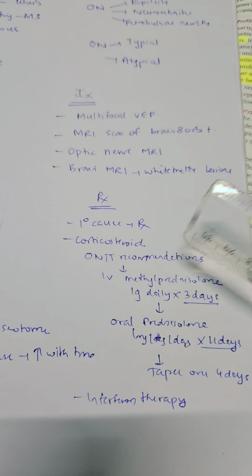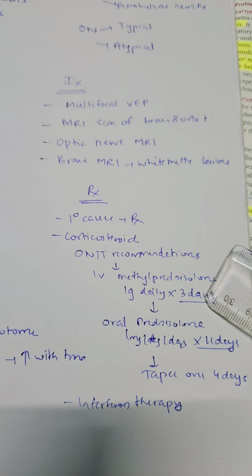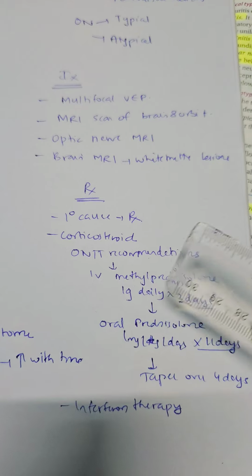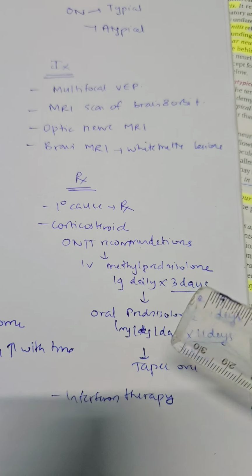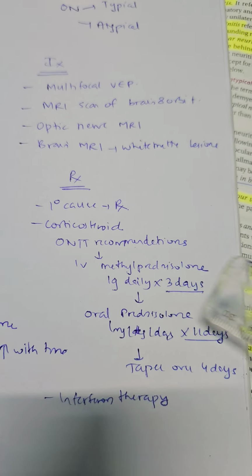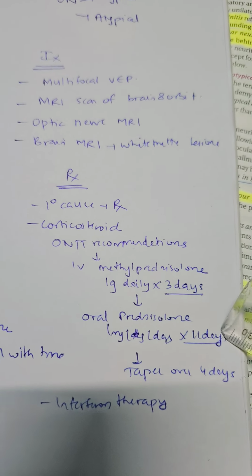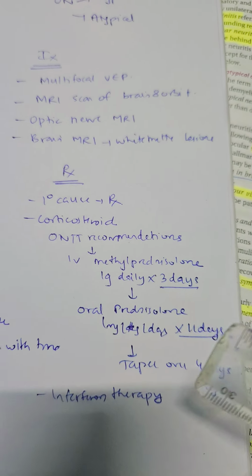So based on the ONTT recommendations, IV methylprednisolone is started at the dose of 1 gram daily for 3 days, and that is followed by oral prednisolone 1 milligram per kilogram per day for 11 days. So total duration is 14 days, and after that you have to taper the dose of steroids over 4 days.